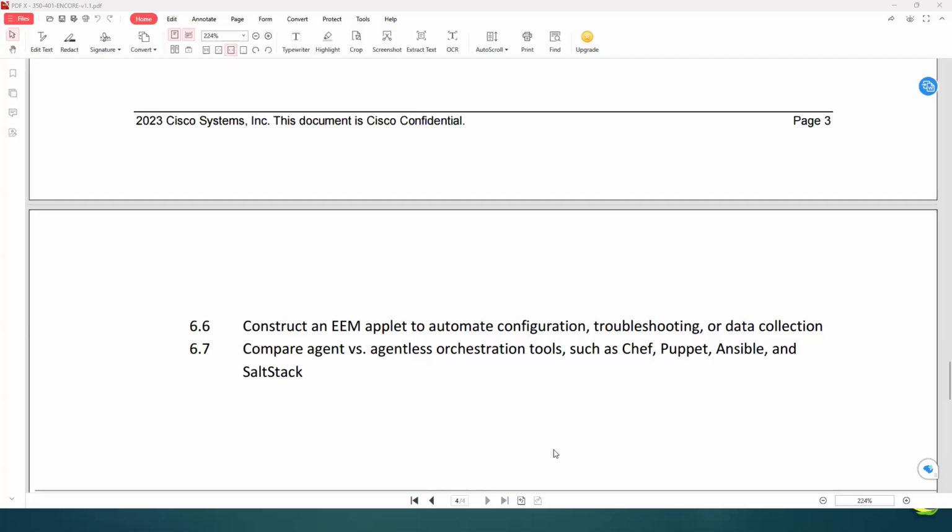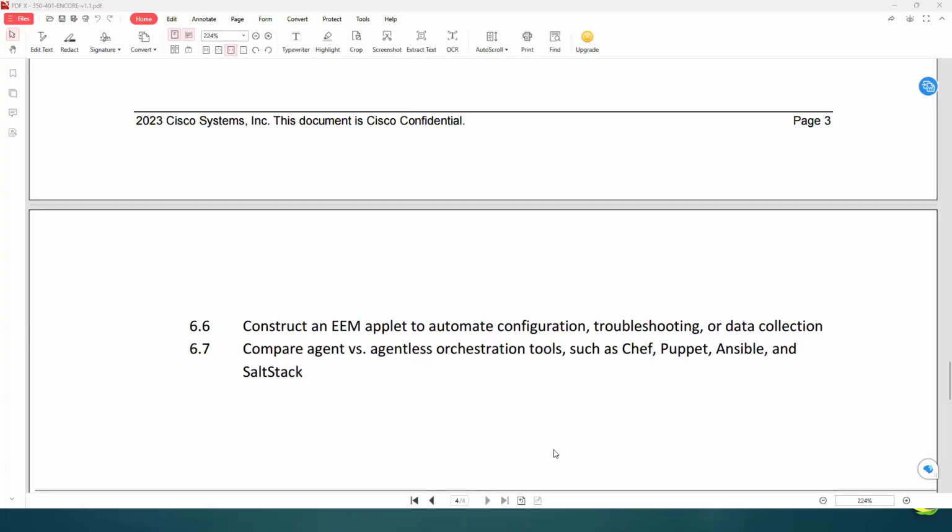But you can actually combine EEM with your Python programs as well, and then it can become very powerful. So instead of taking an action, it can execute a Python program, which is a very powerful language that can do a lot of things, right? So we'll see what difference there is between just using EEM versus EEM and Python.